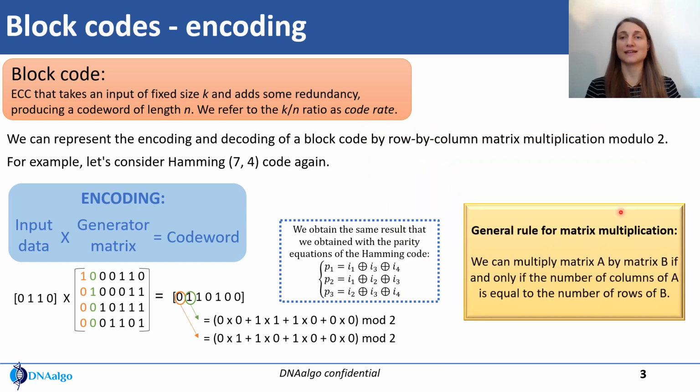Well, this in the yellow box is a fundamental rule for matrix multiplication. It says that we can multiply matrix A by matrix B if and only if the number of columns of A is equal to the number of rows of B. And we can see it in our example because the number of columns of the first matrix is 4, and 4 is also the number of rows of the second matrix. So this multiplication is allowed and we can compute the code word. This is a fundamental rule and we will need it later.